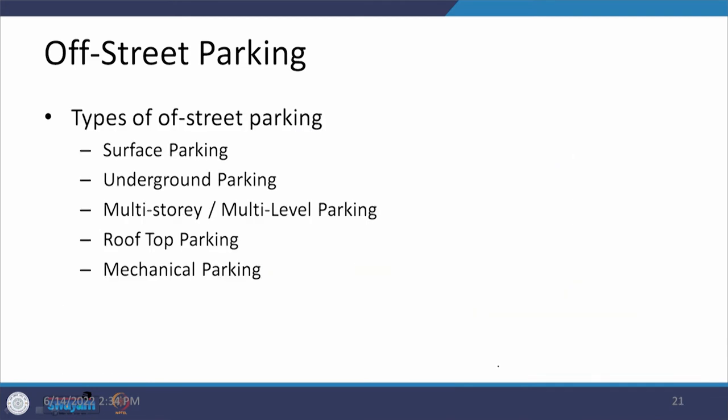So, now we can look at the office street parkings, and in the case of office street parkings, there are different types of parkings which can be there. So, surface parking, underground parking, multi-story, rooftop, and the mechanical parking is there. So, we are going to talk about these also one by one.